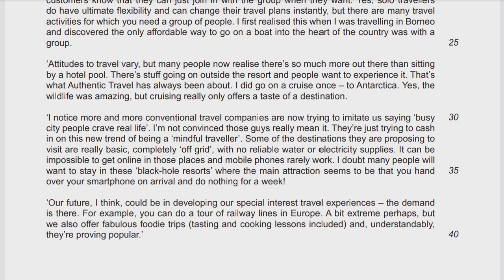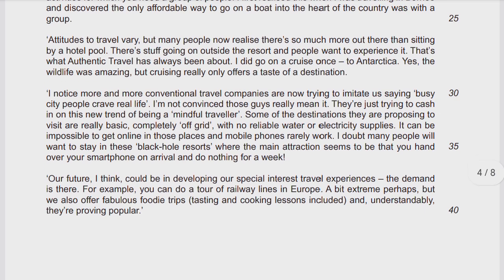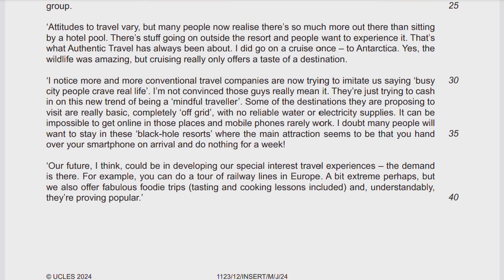Attitudes to travel vary, but many people now realize there is so much more out there than sitting by a hotel pool. There is stuff going on outside the resort, and people want to experience it. That's what authentic travel has always been about. I did go on a cruise once to Antarctica. Yes, the wildlife was amazing, but cruising really only offers a taste of a destination.